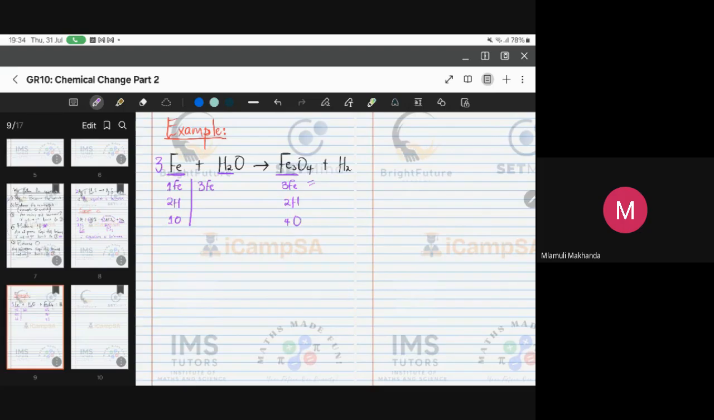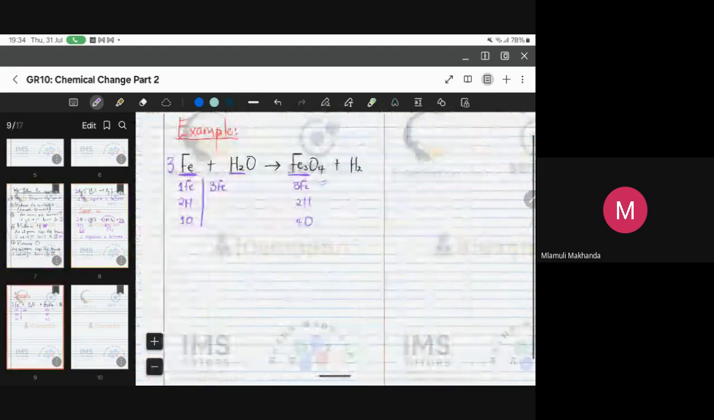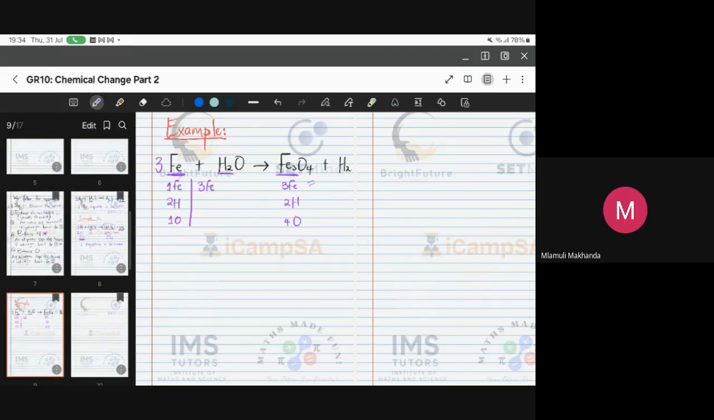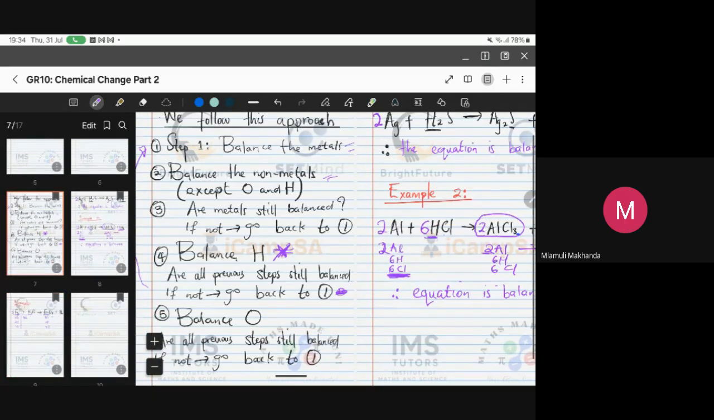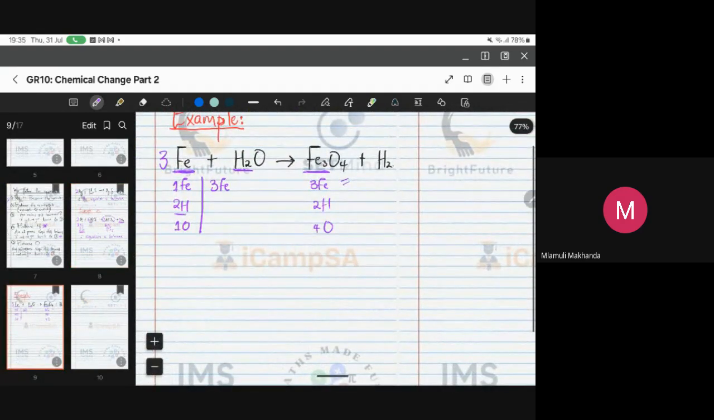Good for us. Now let's balance the non-metals, which is our step 2. Balance the non-metals, except O and H. However, in this particular chemical equation, there's no other non-metal except O and H. So what do we do? We move on to the next step. We balance the H first before we balance the O. Let's balance H. There's 2 H here. There's 2 H there. Our H is fine. No need to balance our H.